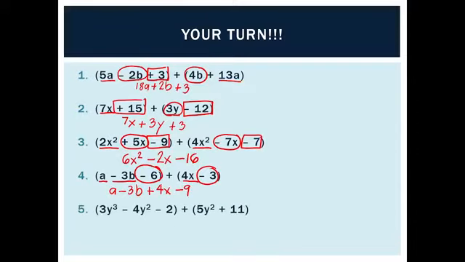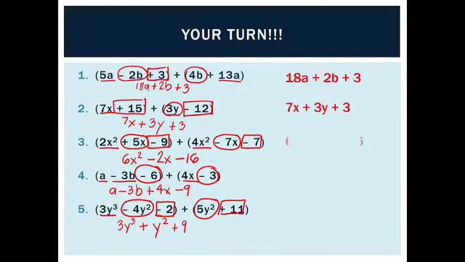Number 5. Where is the partner of 3y cubed? None. No partner, so 3y cubed. Where is the partner of negative 4y squared? 5y squared. How much is that when we combine them, negative and positive? Very good. Do I need to write one? No need. Whenever a variable's result is one, no need to write one. It is understood to be one. Okay? What about negative 2 and positive 11? How much is that? Do you add or subtract? They are not the same sign. Positive 9. Very good. So, our answer. Correct. Our answers are all correct.